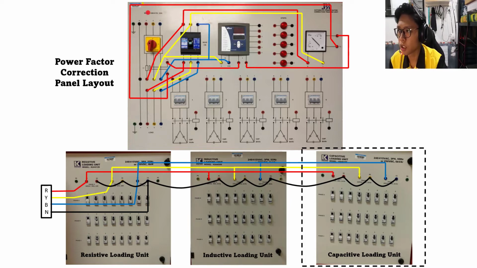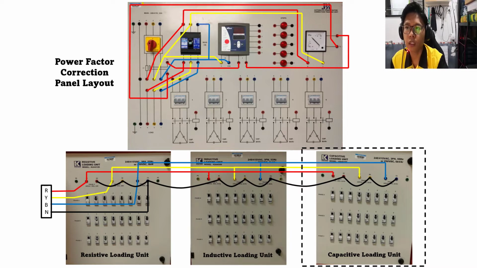Then I will explain the connection for the power factor correction. This is a three-phase connection, so there will be three lines: red, yellow, and blue. It comes from the main, goes to the switch, and from here it goes to the main circuit breaker, and then the output here will go straight to the load. This panel layout is used to measure the PF, which is the power factor.